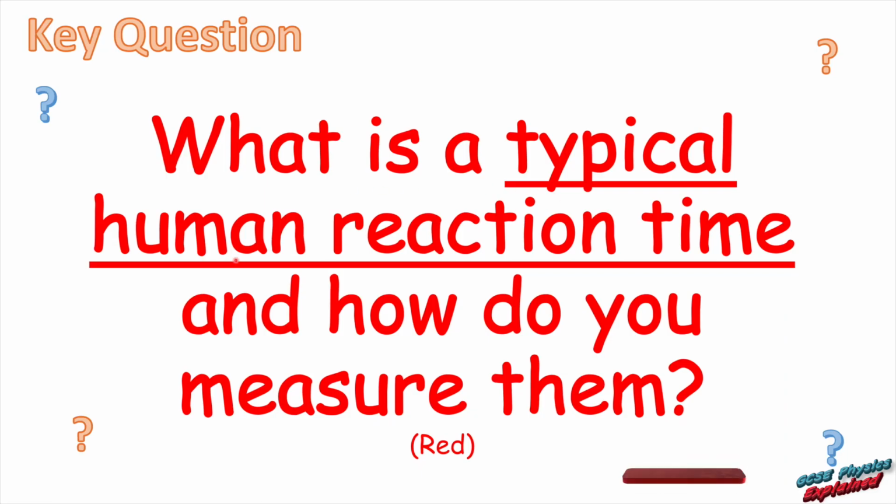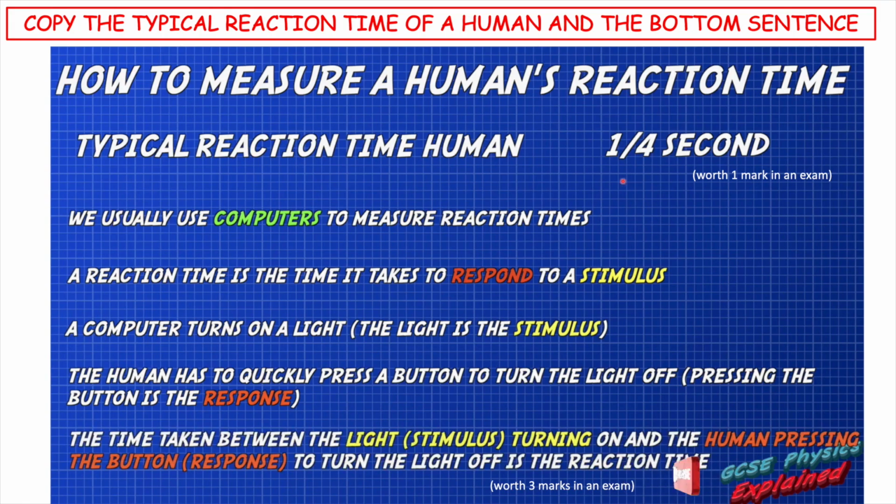What is a typical human reaction time and how do you measure it? So for 1 mark in an exam, the typical reaction time for a human being is about 1/4 of a second, 0.25 seconds. And you'll get 1 mark for saying that in an exam. Now, explaining how we measure human reaction times can get you anything up to 3 marks in an exam.